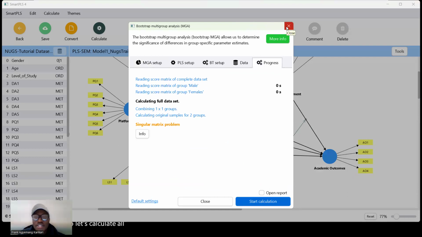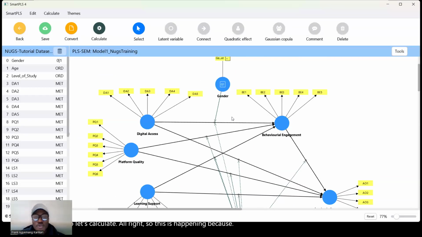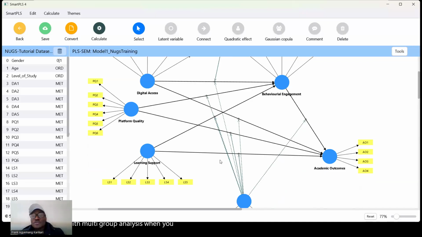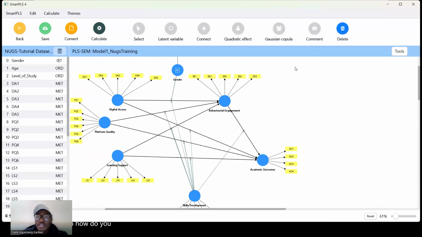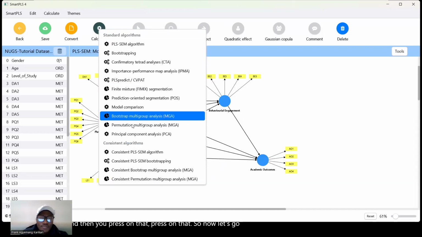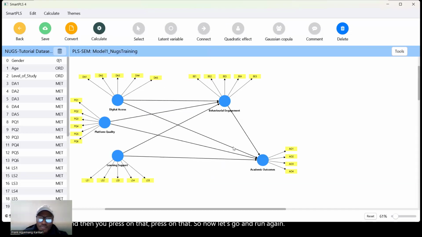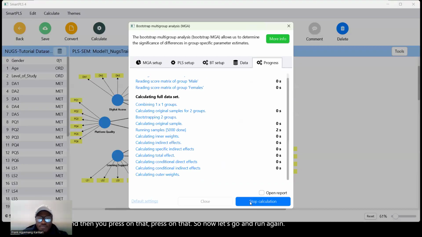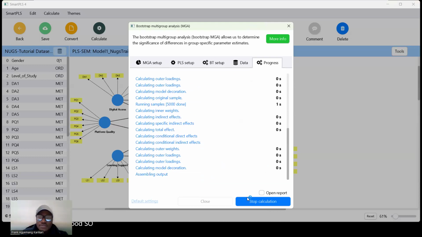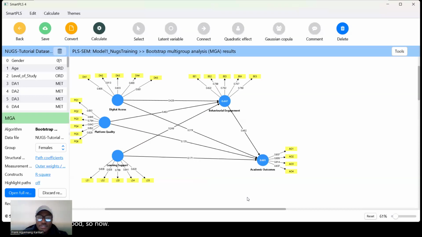So this is happening because with multi-group analysis, when you are running it, you're not supposed to show this relationship on a diagram. So how do we do it? Let's delete it. So one way you can delete it is that you click on delete and then you press on that. So now let's go and run again. Good. So now you see it has run.